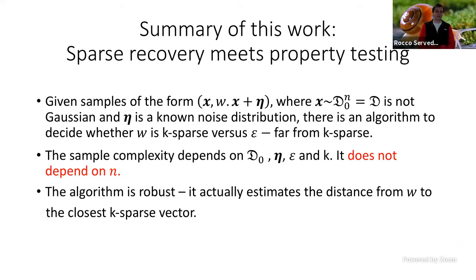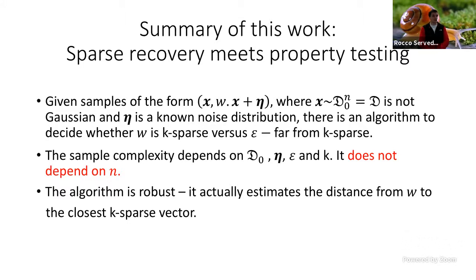Just to wrap up in a last slide or two, the high-level message of what this talk is about is that we're looking at a sparse recovery type question from a property testing vantage point. We're interested in the framework of sparse recovery, but we're lazy. We don't want to actually recover the unknown vector. We just want to figure out whether or not it's sparse versus far from sparse. And for a fairly general class of distributions, we can do this.